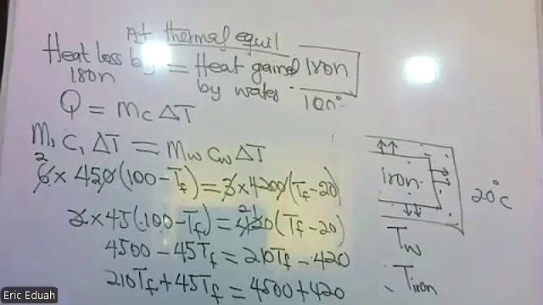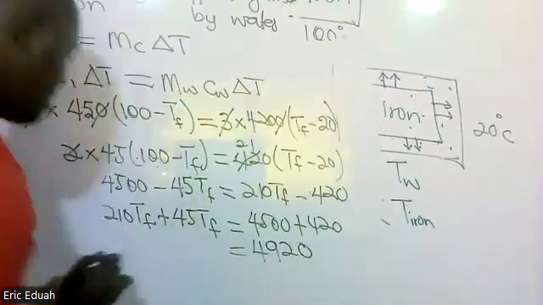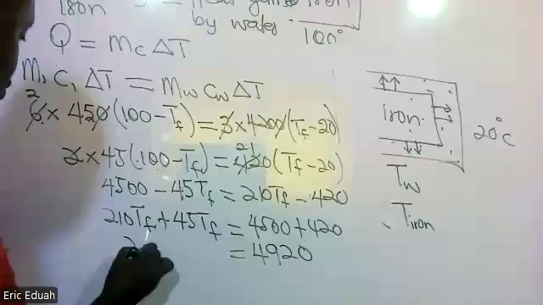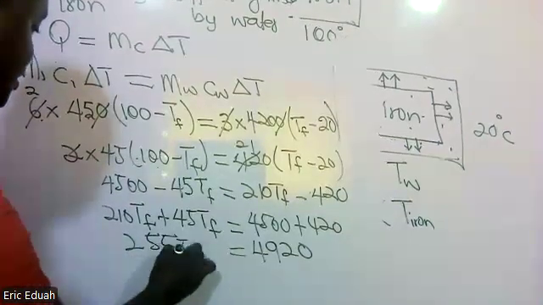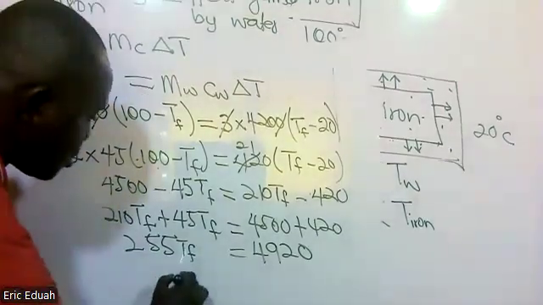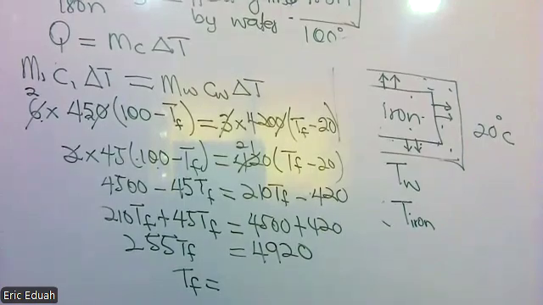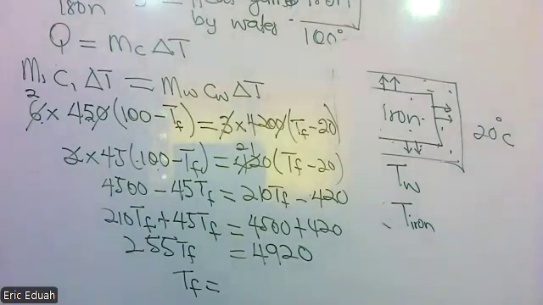So this is 4,920. So we have 4,920. Then this is 255. Yes. So let's divide through. Three to 8 on 17. When you divide, we are looking for the final temperature. So you divide 4920 by 255.